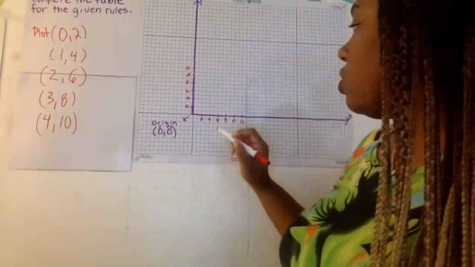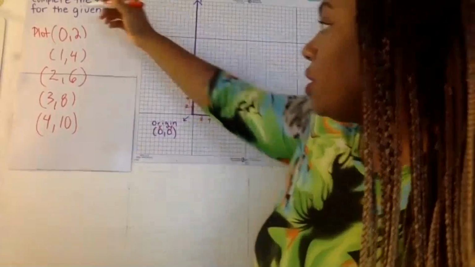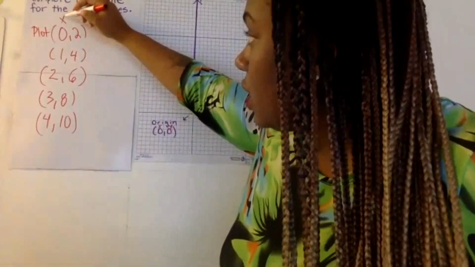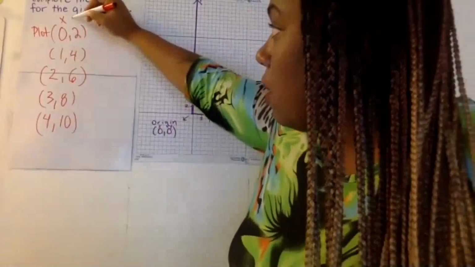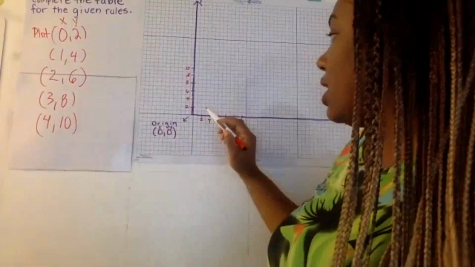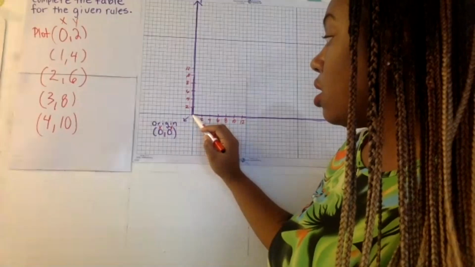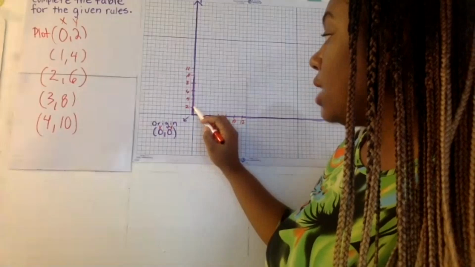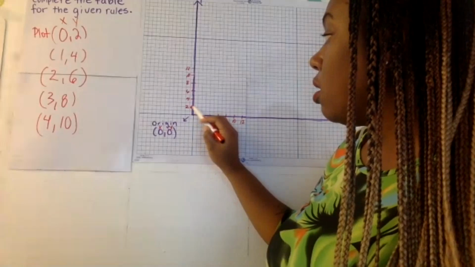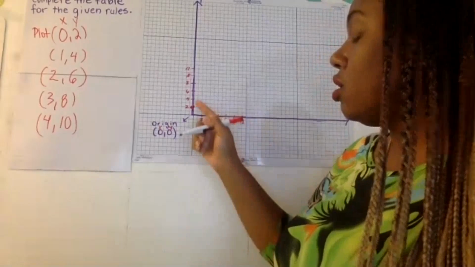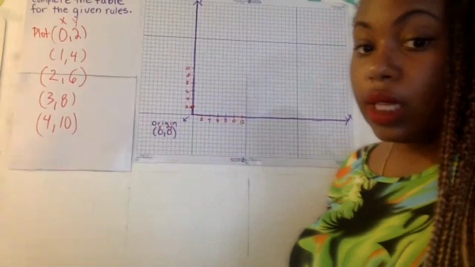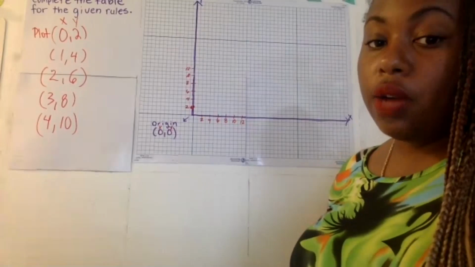If I plot 0, 2, 0 is x. Remember, my x values are here and my y values are here. So x at 0. X is 0 here. And then y is 2 here. So here is 0, 2. Now we have to plot 1, 4.